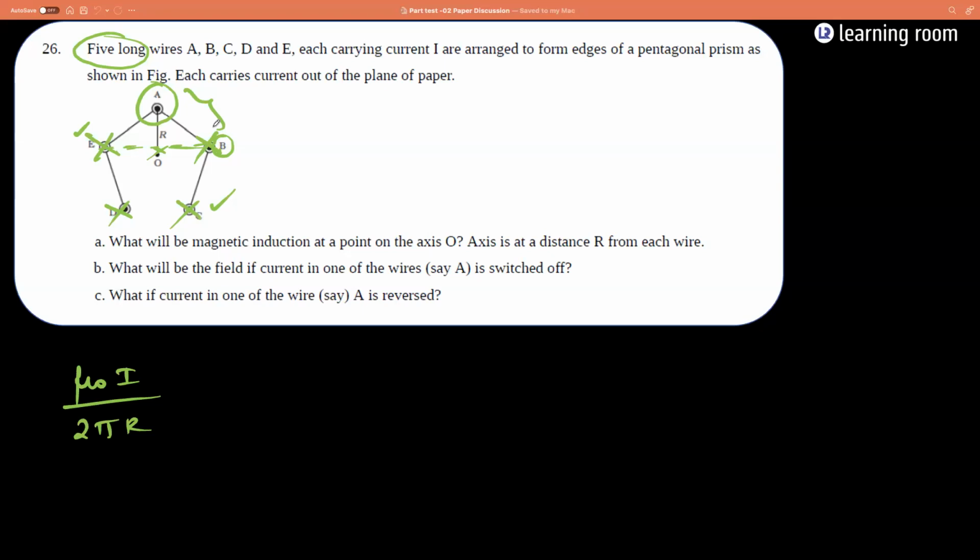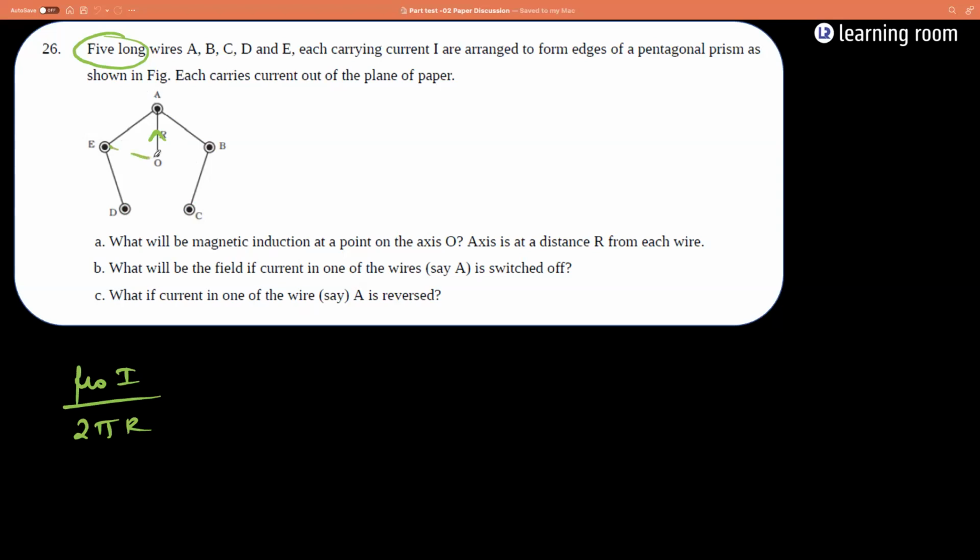Sir, can you draw the vectors of magnetic field that E and B produce, sir? Vector due to E. Okay. So due to E is like this and point O is this side. So apply the right hand thumb rule. Place the current finger in the direction of current and curl the fingers. So it will be in the upward direction. This will be the direction of magnetic field. It's not exactly upward, right?